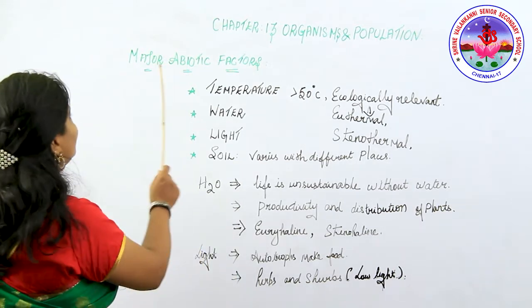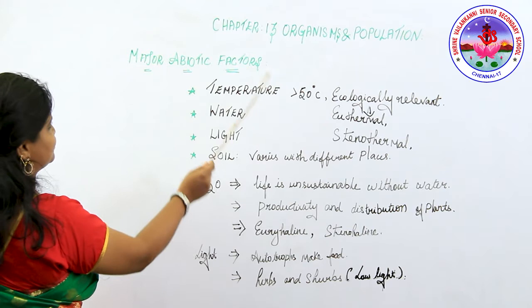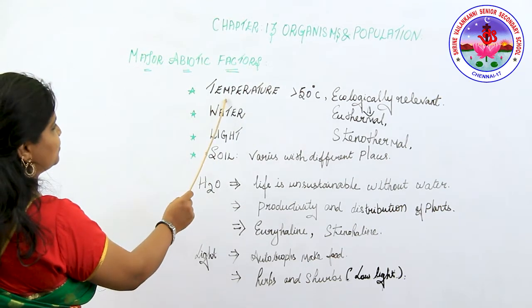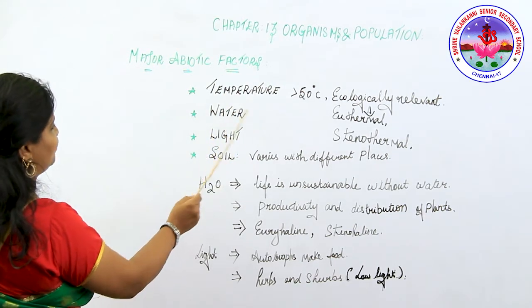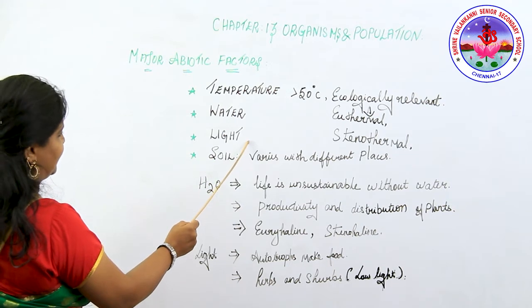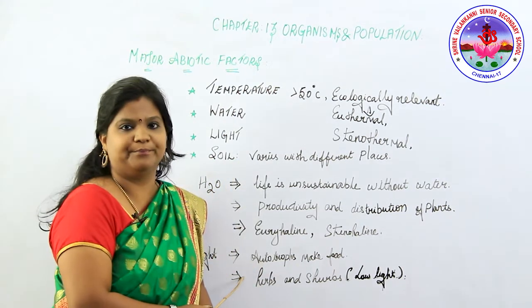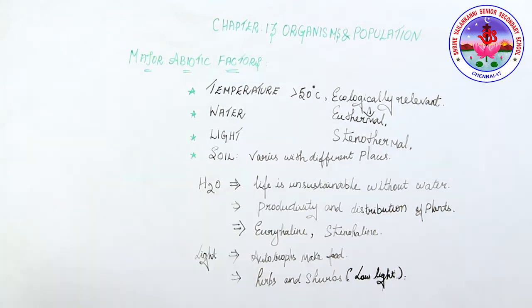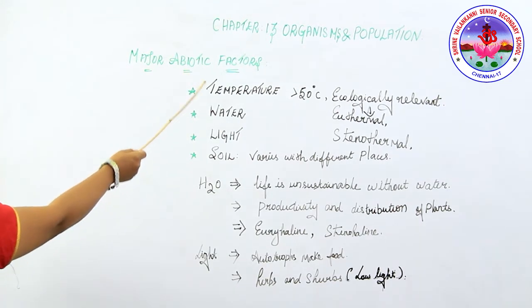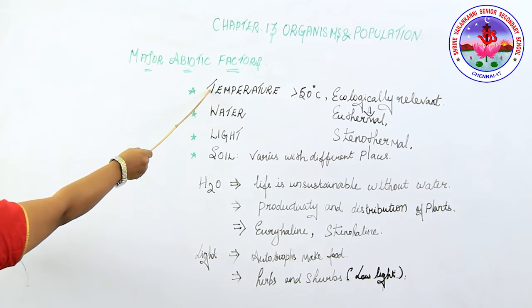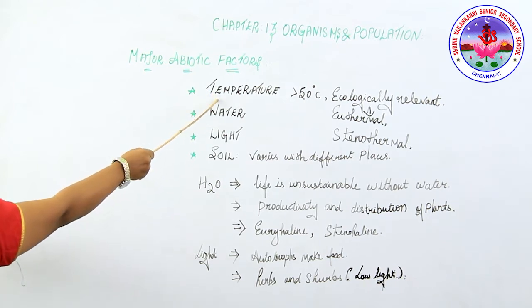So what are the major abiotic factors involved here? The first one is temperature, the second is water, the third is light, and the fourth is soil. Now we're going to deal with them in depth. Students, in this topic we're going to discuss first the temperature. Temperature refers to heat.